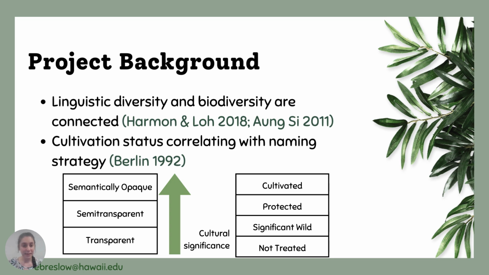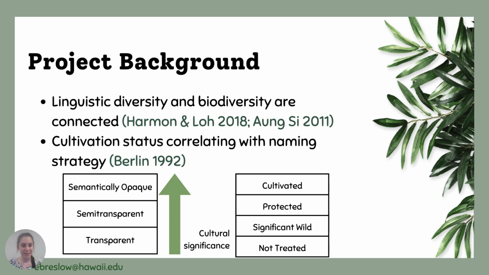My study, because I am focusing on those names of plants, is largely focused on Berlin 1992, who looked at cultivation status of plants when looking at how these plants are named. He divided things into 3 main naming strategies: plants which have semantically opaque names, semi-transparent names, and transparent names.